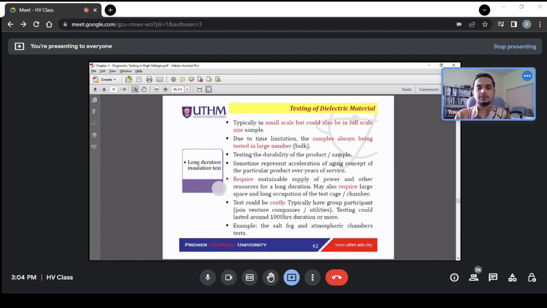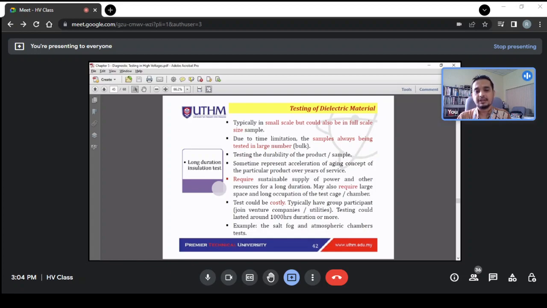For example, we run it for 1,000 hours. That will replicate, more or less, about 10 years in practice. So we apply the voltage. Of course, there are criteria that need to be complied with. We refer to the standard for how we run the accelerated aging test or long duration insulation test. So we want to test the durability, the endurance level of the device, under certain conditions that can be considered as an accelerated aging test.